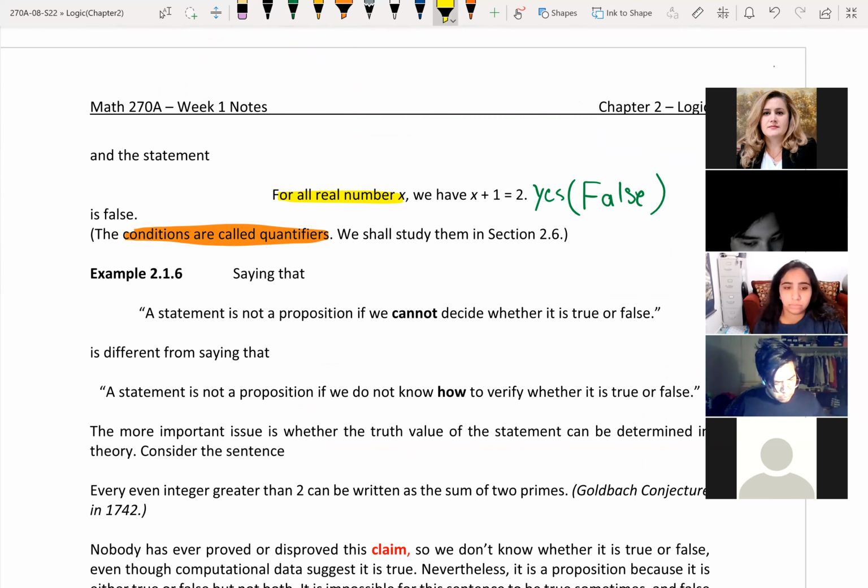So let's review. The way you need to decide whether something is a proposition or not: these are two different things, where we have to say which one is true and which one is false. First one, it says the statement is not a proposition if you can't decide whether it's true or false. Second one, it says the statement is not a proposition if you don't know how to prove whether it's true or false.